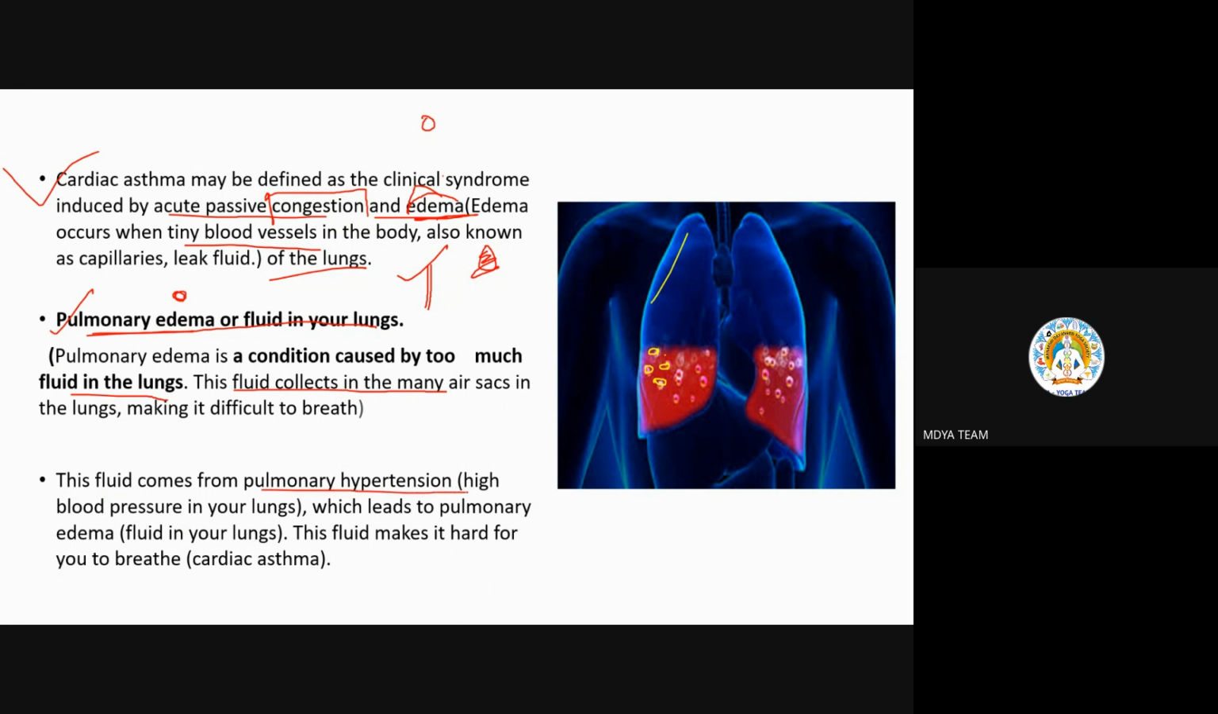From where does this fluid come? Because I told you before also, this edema is because of the leakage of the capillaries. The leakage of the capillaries is there, but how does this happen? Because of pulmonary hypertension. As I told you, hypertension is high blood pressure in your lungs.